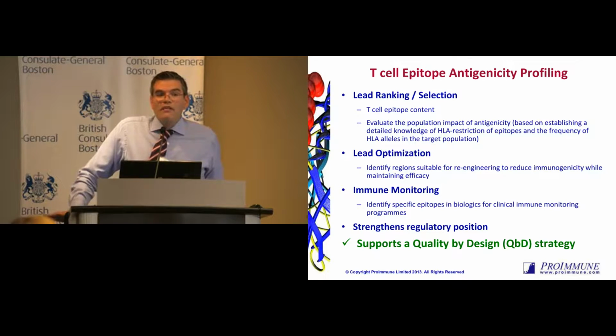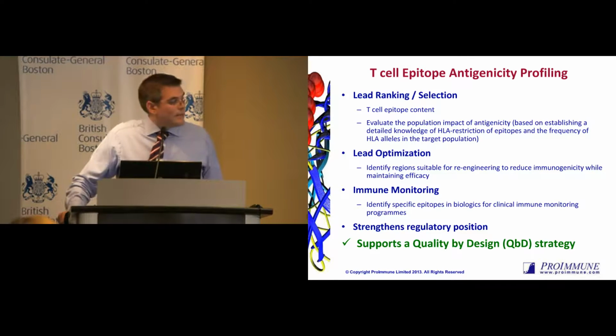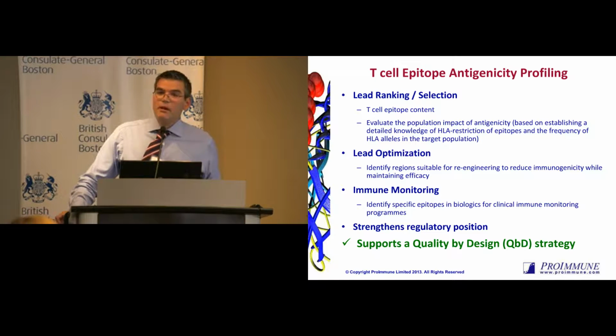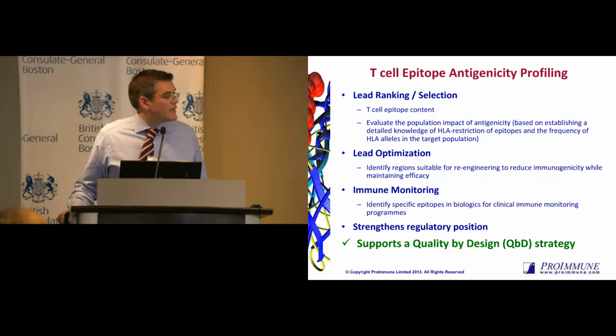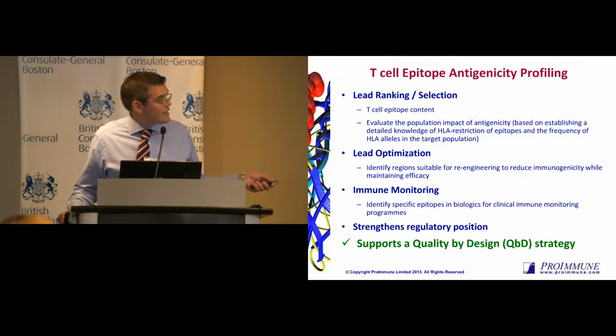Then you may only have one molecule that you're working with in a particular area, and in this situation it may be important to identify particular regions that might be suitable for re-engineering. Re-engineering isn't something which people undertake lightly, of course, because the impact of introducing mutations can be quite drastic, relating to the potency of the molecule, but it may be only one option you have left with regards to reduction of immunogenicity. So this is certainly something which our clients are also coming to us and asking us questions about.